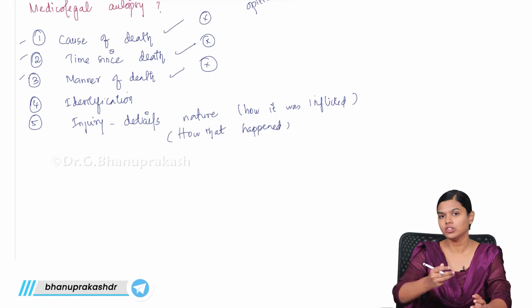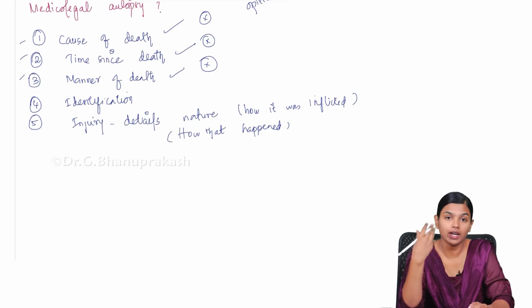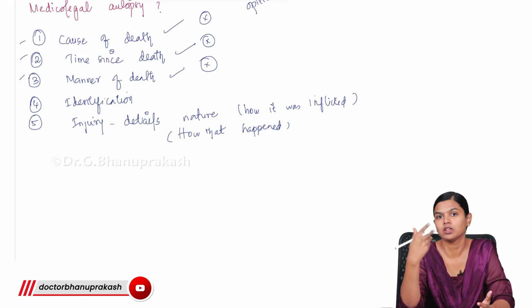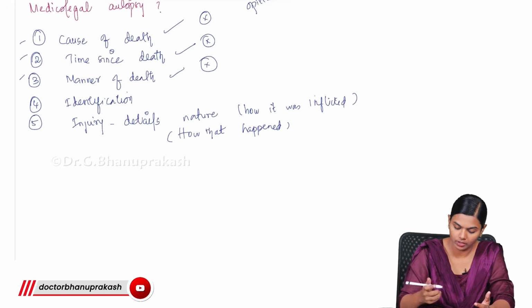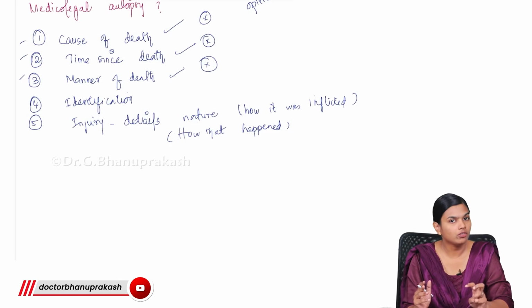So if you find an injury, they will ask you whether it is a stab wound or a firearm wound, whether it is blunt trauma or sharp trauma. All those things will be expected of you. So you have to tell them the exact details about the injury. What was the manner of infliction?